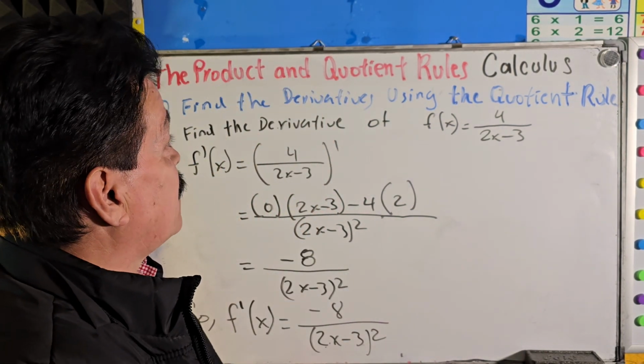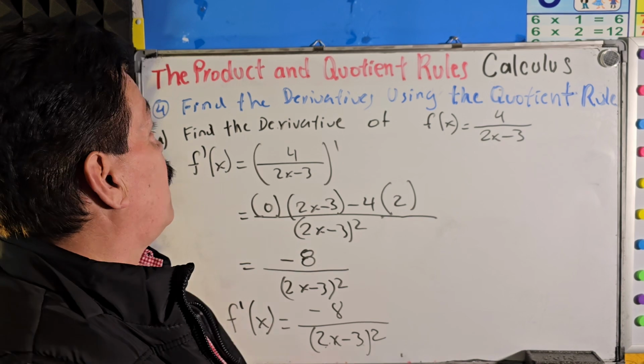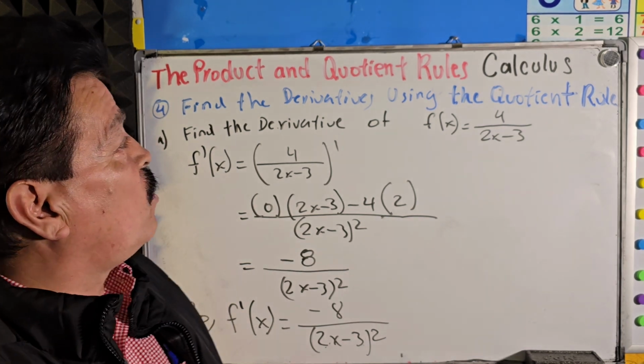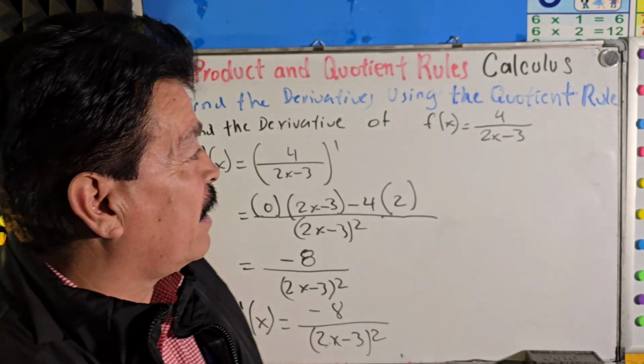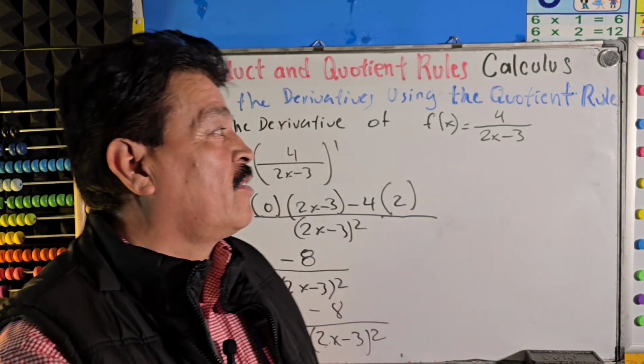So that's it for today, calculus class. I told you derivatives. The topic was product and quotient rules. I give it to you for exam, 4 problems for understanding our class.